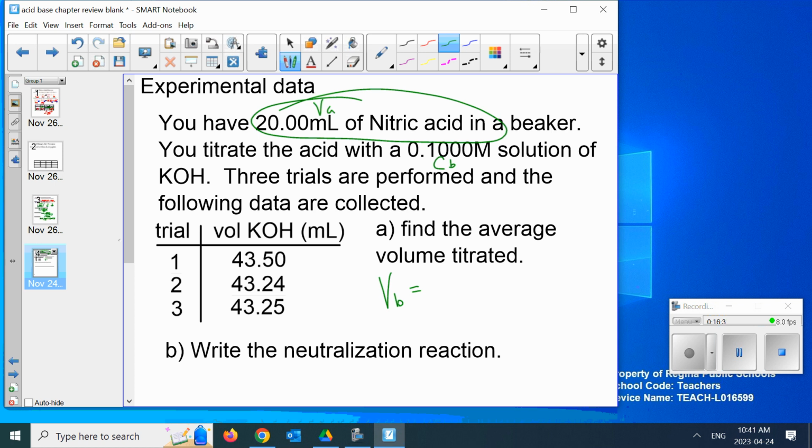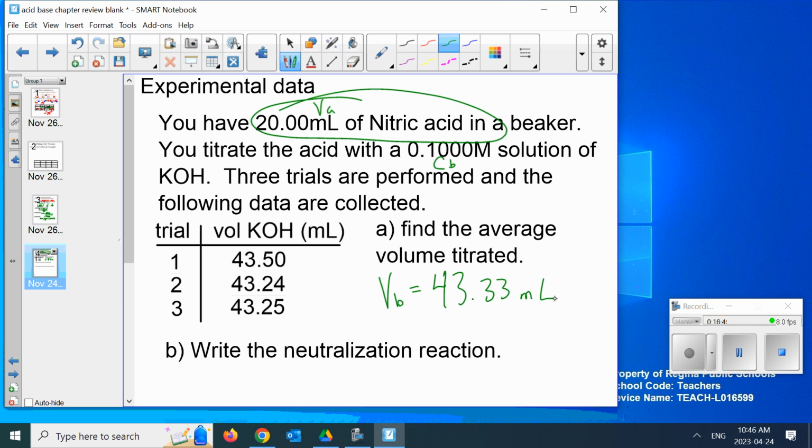I'll give you a few minutes here. With proper rounding, what is our average volume of the base? I know it's 43. Okay, milliliters. Okay, 0.33 milliliters.